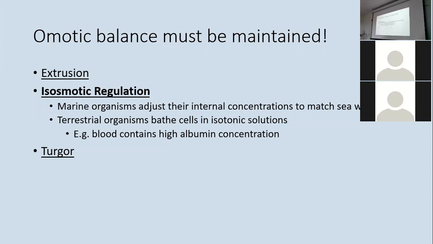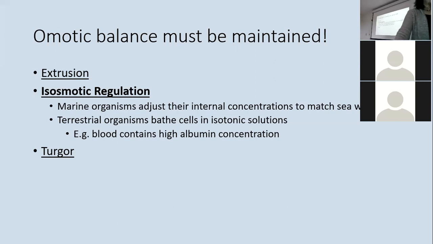So marine organisms adjust their internal concentrations to match the seawater so that their cells stay structurally sound. We don't exist in aqueous solution, but we contain lots of aqueous solutions separated by membranes internally. And so in your terrestrial system, your cells are getting bathed in isotonic solutions. Your blood contains high solute concentrations of albumin, to make sure that your red blood cells don't start taking on loads of liquid from the stuff around them in your blood. So your body bathes structures in isotonic solutions to maintain that osmotic pressure. This idea of isosmotic regulation is just keeping all of the osmotic concentrations the same in a system.